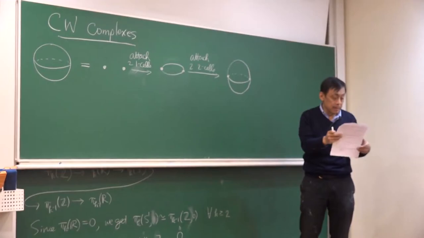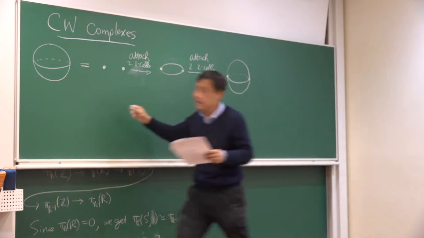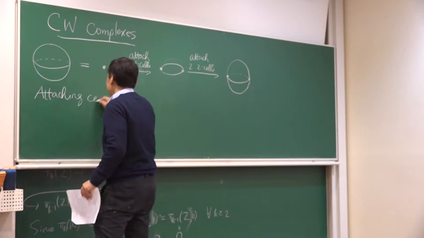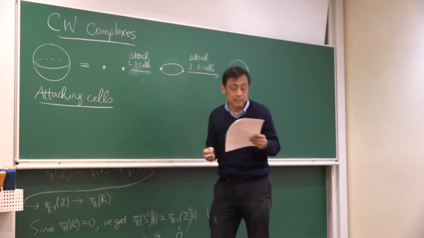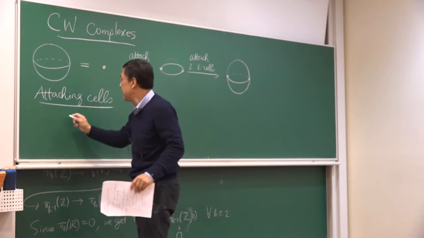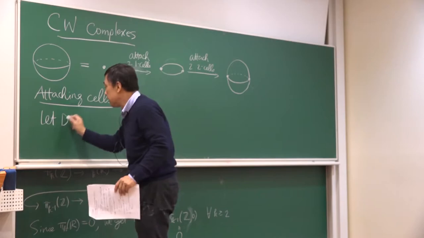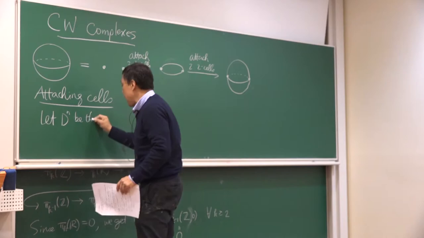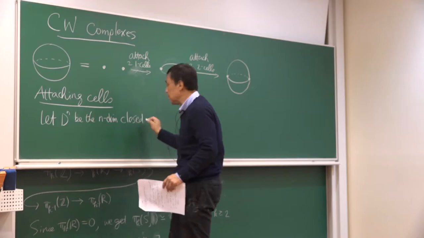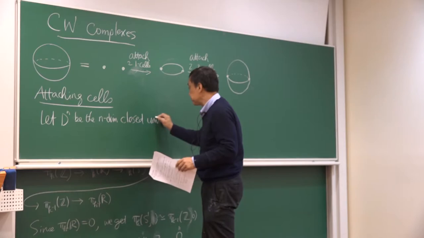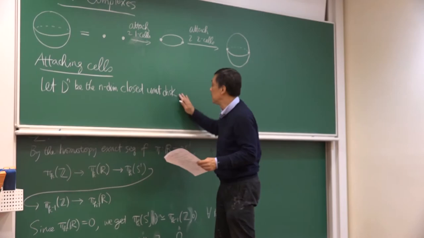And so I should first define what I mean by attaching cells. When you attach a cell, you're attaching a closed disk. So let D^n be the n-dimensional closed, say, unit disk. That's D^n.